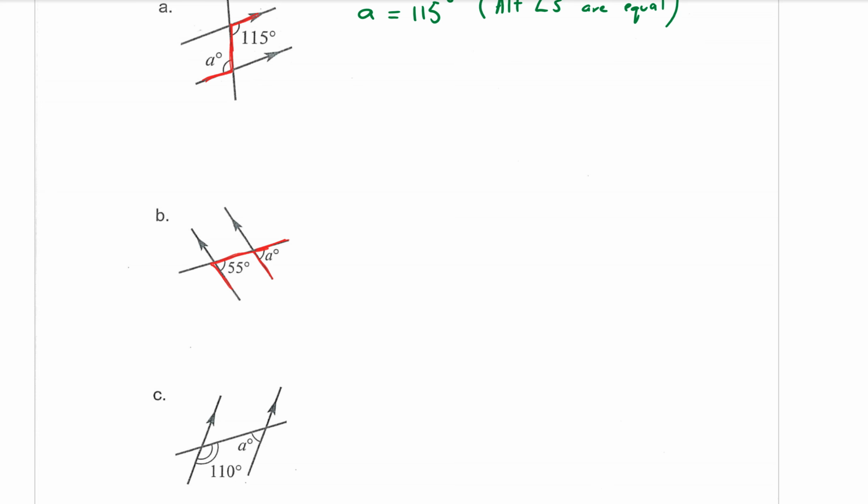Yeah, Harry. Do you have to draw them? No, you don't have to. It's just that some people need that little bit of a visual, but you definitely don't have to draw it. So that's a sideways, upside down kind of F shape. So these ones are also equal. A is equal to 55.